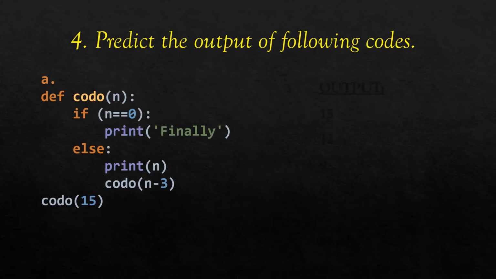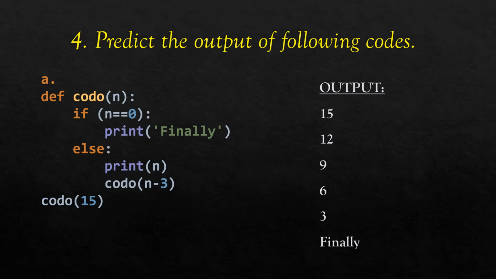Now predict the output of the following codes. Here there is a function defined called codo with n as its parameter. If n equal to 0, print finally, else print n. And again codo is called recursively with argument n minus 3. Now if you call the recursive function codo with value 15, then the output is like this.